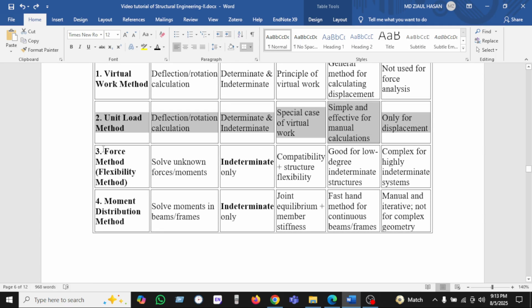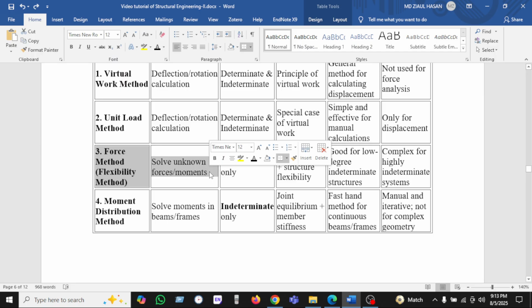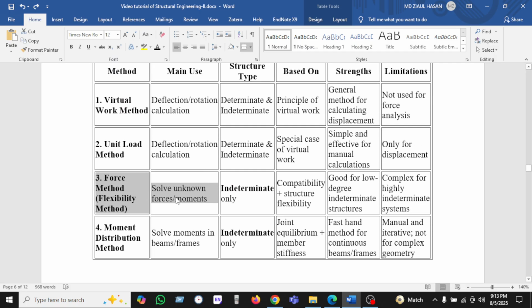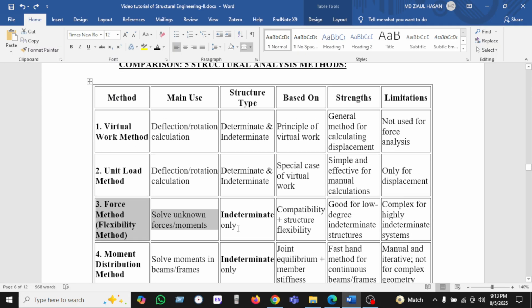And the third one is the force method, which is the flexibility method. Its main purpose is to solve for unknown forces and moments, and the structure type is indeterminate, so it is very important. It is based on compatibility and structure flexibility, its strength is that it is good for low degree of indeterminate structures, and its limitation is that it is complex for higher indeterminate systems.